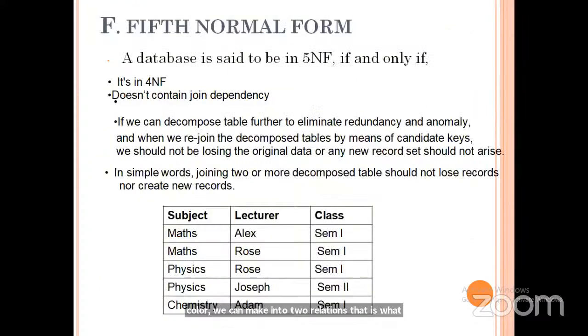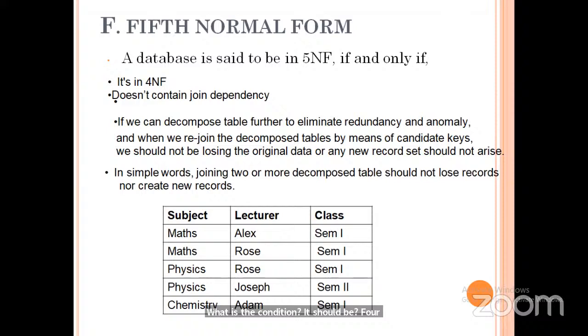Next, coming to the fifth normal form, 5NF. A table is said to be in 5NF when it satisfies 4NF. What is 4NF? It should not have any multi-valued dependency. It also does not contain any join dependency. So our condition is that it should be in 4NF and it doesn't contain any join dependency.